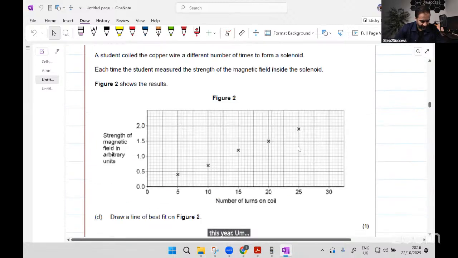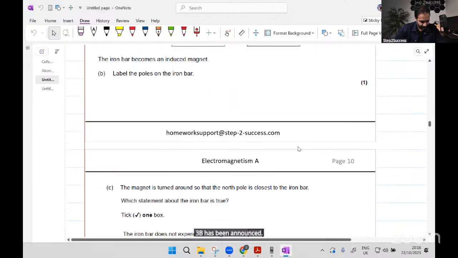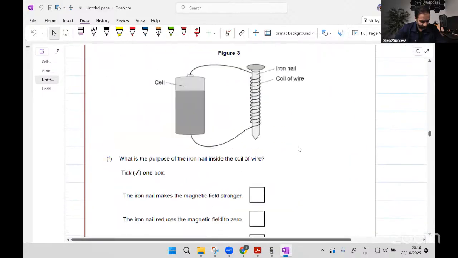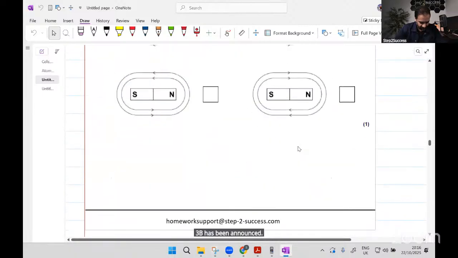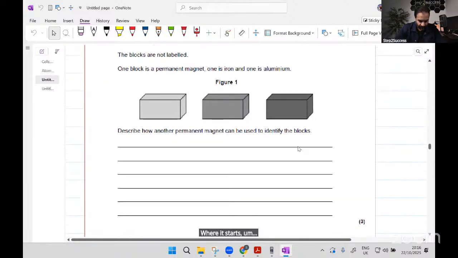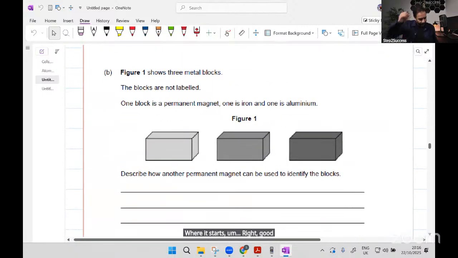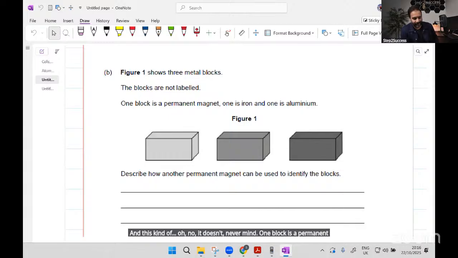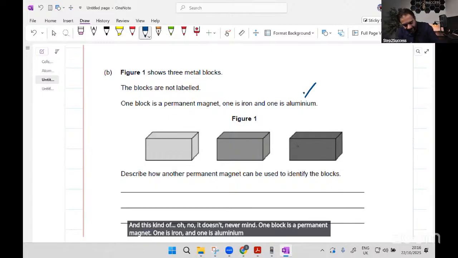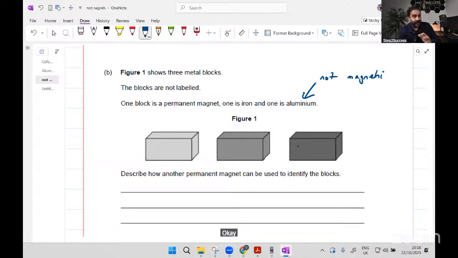3B has been asked. Right. Good question, this. One block is a permanent magnet. One is iron and one is aluminium. Right. This requires a little bit of knowledge. Aluminium is not magnetic. Firstly, I just want to point that out.